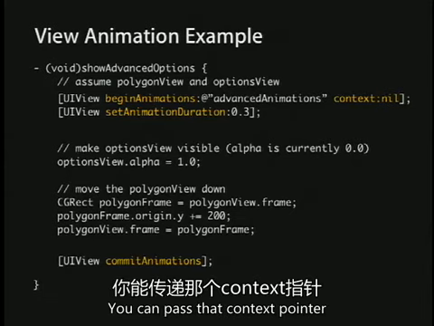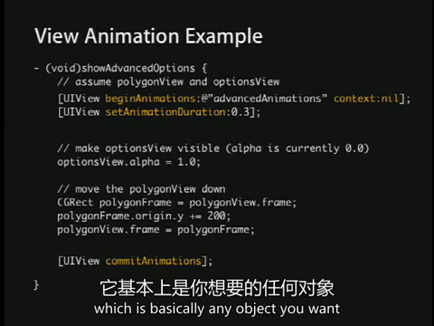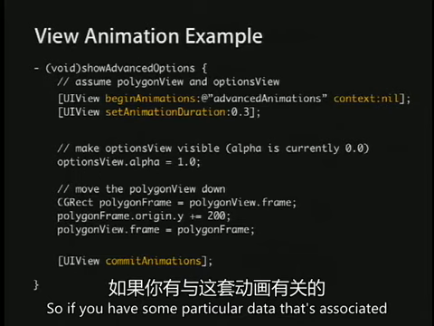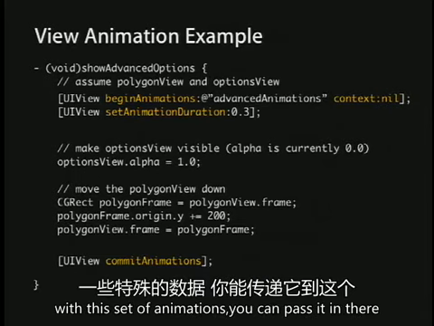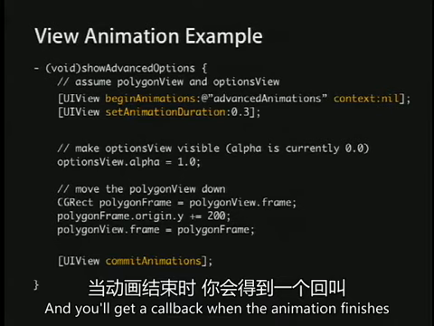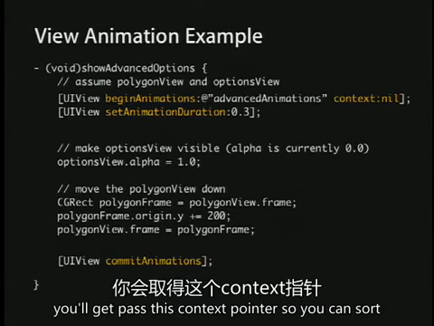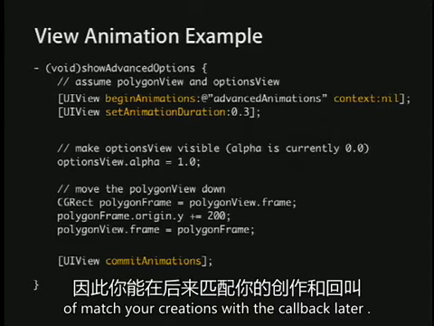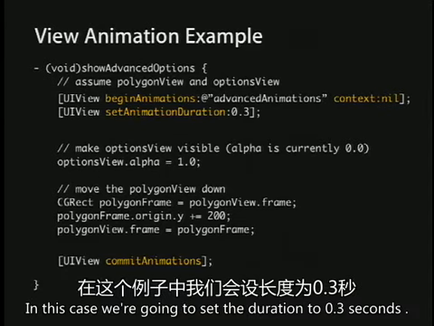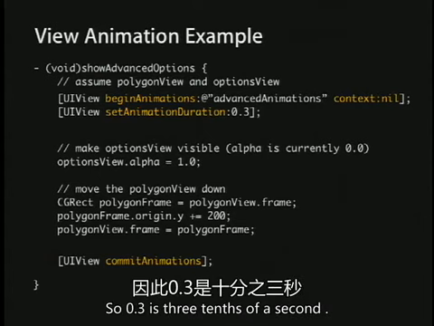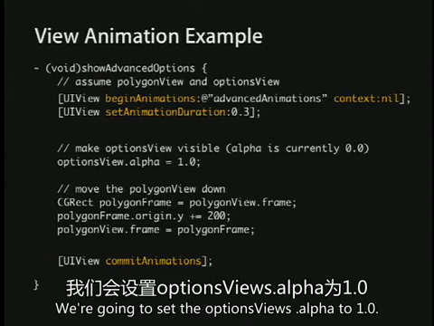You can pass a context pointer, which is basically any object you want. When the delegate methods get called, they'll get this context pointer. So if you have some particular data that's associated with this set of animations, you can pass it in there. And you'll get a callback when the animation finishes. And in that callback, you'll get passed this context pointer. So you can sort of match your creations with the callback later. In this case, we're going to set the duration to 0.3 seconds. Durations are always floating point values, and they're always defined in seconds. So 0.3 is 0.3 of a second.